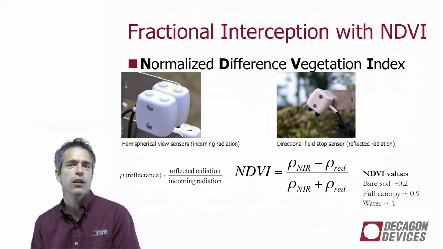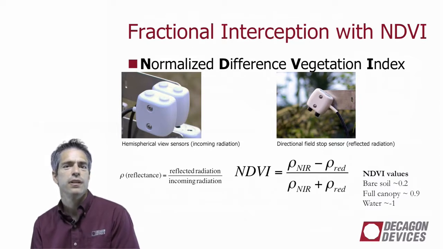So if we were able to measure and compare the reflected radiation from the red and near infrared, we'd be able to have a pretty good index of the amount of leaf area. And in fact, that's really what we're going to talk about right now. Notice that to do this, we need to have our reflectance value, which is the ratio of the reflected radiation from the surface divided by the incoming radiation.